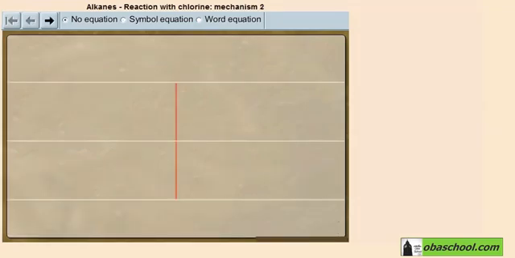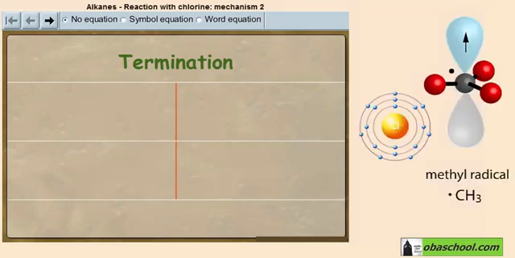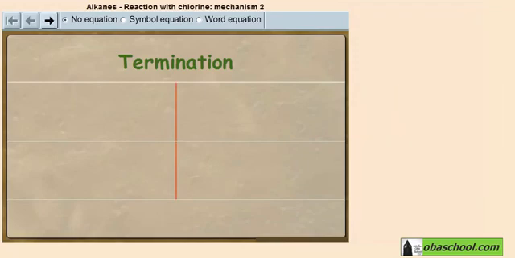The last step is called the termination step. So during the initiation and propagation steps, two types of radicals are produced, which are methyl radicals and chlorine radicals. If by chance two radicals collide with each other, they will react and the reaction will be over. So let's examine how radicals can react with each other.